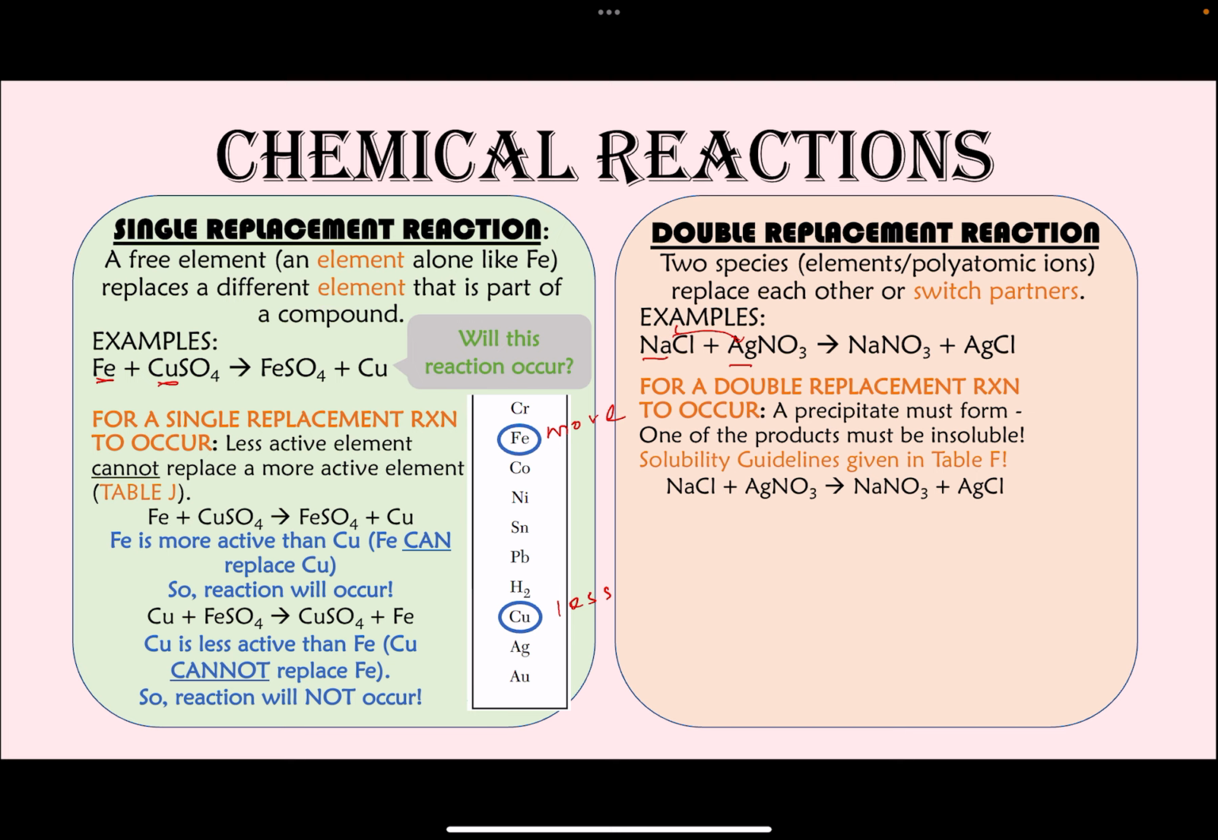So now let's talk about double replacement reactions. How do we know that these reactions will occur? For a double replacement reaction, we must have a precipitate in the products.